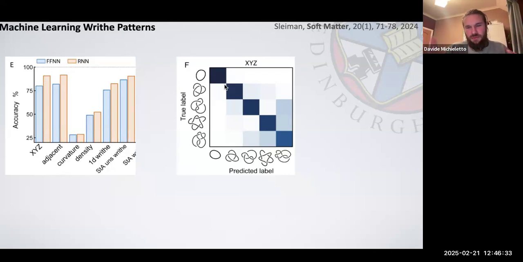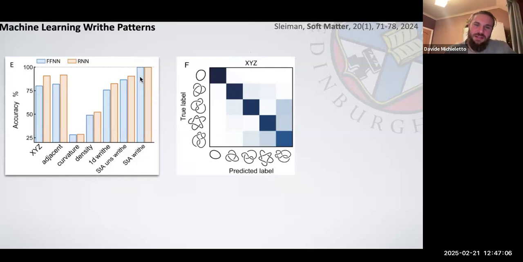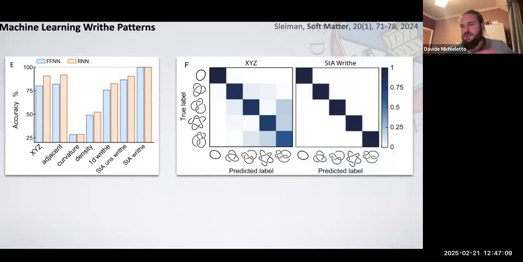This is a confusion matrix. For those of you who are not familiar, for each unseen conformation I know what it is because I pass it to the network. The true label, let's say I'm passing it a 4_1, but the network predicts a 5_2 sometimes. That is how it gets confused. Most of the time it predicts 4_1, but sometimes it goes 5_2. This is how you read these matrices, predicted label versus true label. With the XYZ, you get some confusion here. But when you pass the STA writhe, you get to 99.8%, and the confusion matrix is just brilliant.